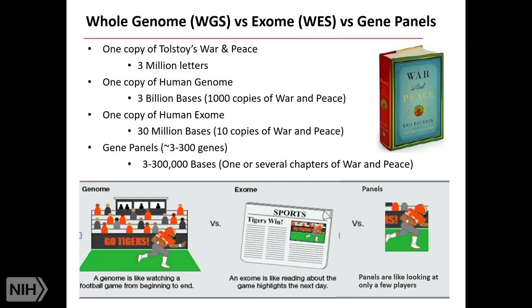Now the gene panels are a little better. That may just be a few chapters of War and Peace, but still a lot of DNA to go through. Now if you're not a reader but you're a sports person, this is kind of how it works. For a genome, you basically watch the entire football game from the beginning to the end. You get every little detail, every little play that's happened. And exome is like reading about it the next day. You hear about all the highlights. It goes through what happened in the first quarter and the second quarter. But if you're doing these panels, then all you're really doing is focusing on one or two players and seeing what they do. So you get a sense for the magnitude of what you get with these different techniques.